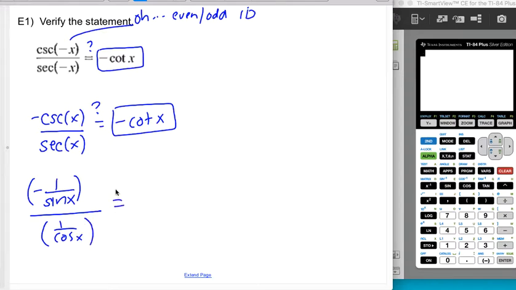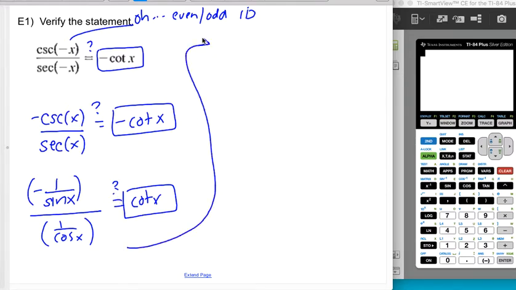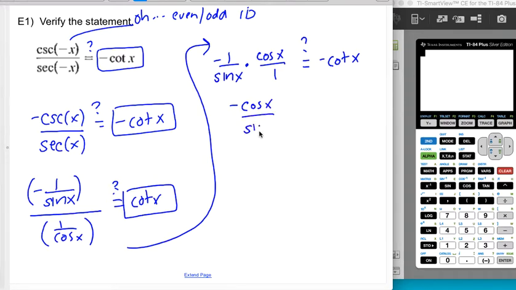And again, I'm still trying to show that this is equal to a cotangent x, and I'm not done until both sides say cotangent. So if I work my way up here, I'm going to make this a negative 1 over sine x times the reciprocal of the divisor, which will be a cosine over 1. And I'm trying to show that that equals a negative cotangent of x. So I get that this is a negative cosine x over sine x.